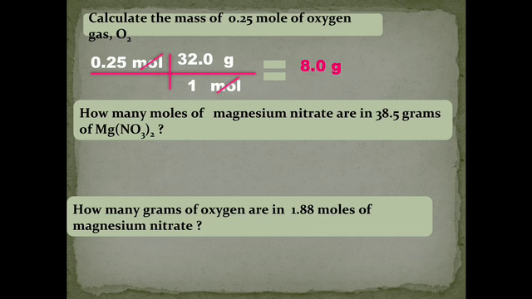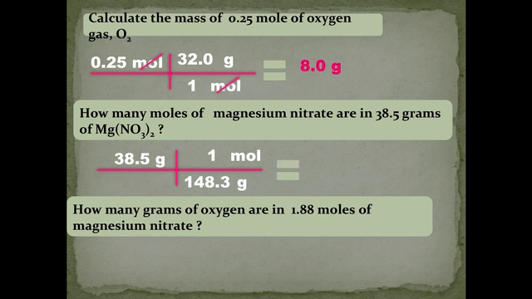Let's look at another problem. How many moles of magnesium nitrate are in 38.5 grams of Mg(NO3)2? So I take my known from the problem. I need grams on the bottom so it'll cancel, and moles on top. So if I add up Mg, N, and O, and there's 2 N's and 6 O's, I'm going to get 148.3. And that 1 always goes with the mole. So my grams are going to cancel, and I get 0.260 moles.